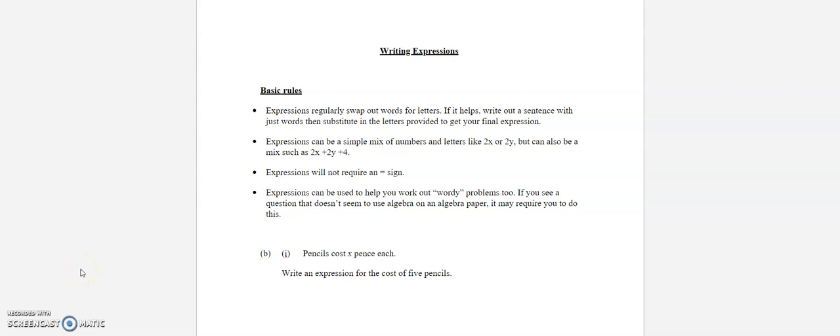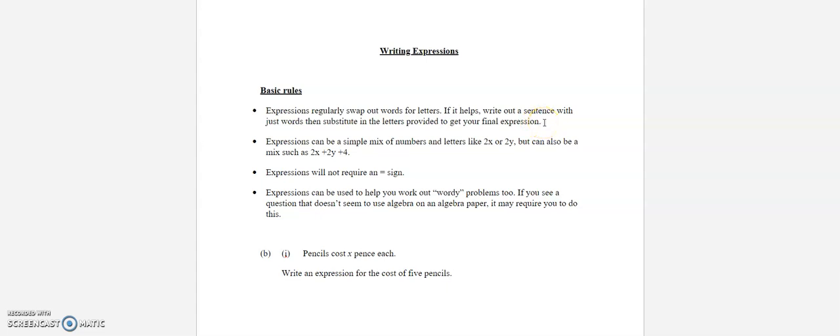Hi everyone. In this bite-sized video we're going to be looking at writing expressions. Before we get into that, we're going to look at some of the basic rules. The first one is that expressions regularly swap out words for letters. If it helps, write out a sentence with just the words first, and then we can substitute the letters in later, and that can help us get to our final expression.